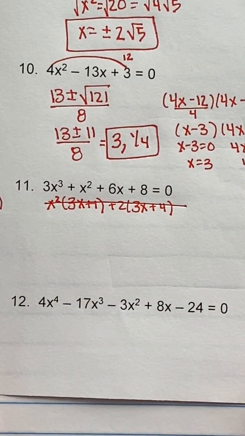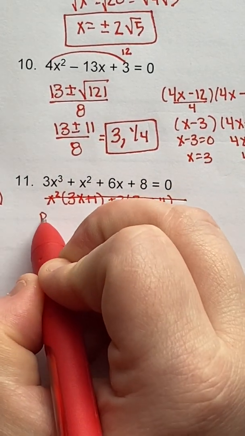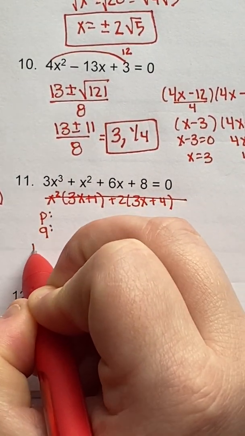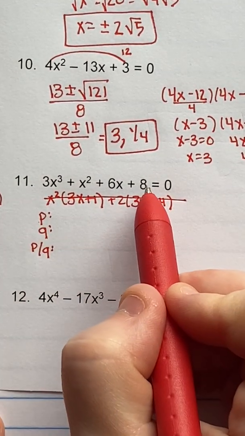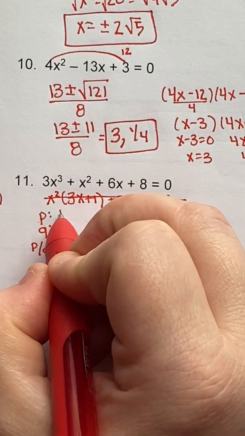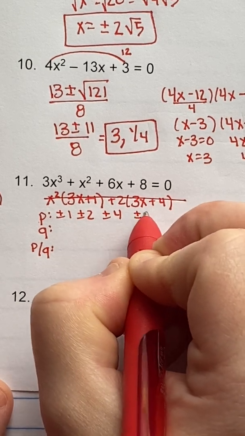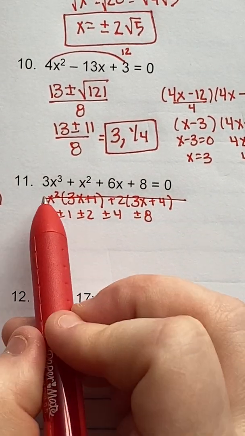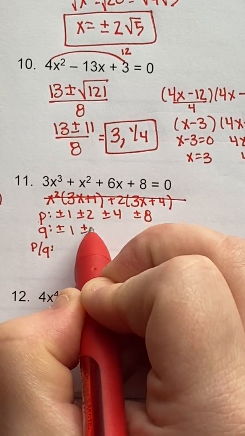So if grouping doesn't work, what do I have to go to next? P over Q's. It's set equal to 0, so I'm good to start with right there. I've got P, Q, P over Q. For P, I'm looking at this last number, which is 8. I need to find my factors for 8. So that's 1, 2, 4, and 8. For Q, I look at my first number, which is 3. So that's 1 and 3.